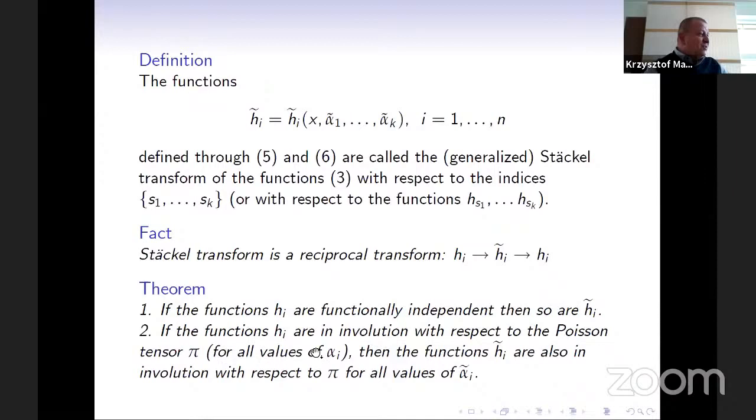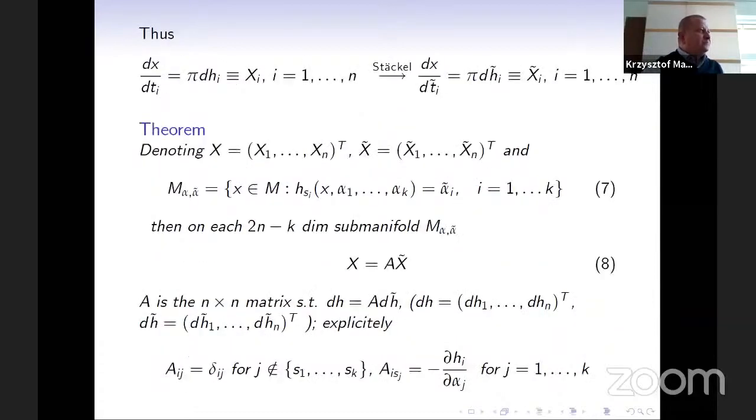Also, if the original functions are in involution with respect to some Poisson tensor for all values of the parameters alpha, then the new functions h_i tilde, the Stäckel transform, are also in involution with respect to the Poisson tensor pi for all values of alpha_i tilde. So the Stäckel transform is very well adapted to studying Liouville systems, because Liouville systems are exactly functionally independent functions that are in involution with respect to each other, given some Poisson tensor. So we can conclude that if you have a Liouville system and you perform a Stäckel transform, you get another Liouville system.